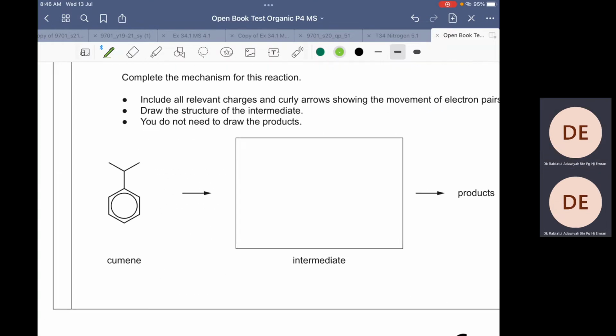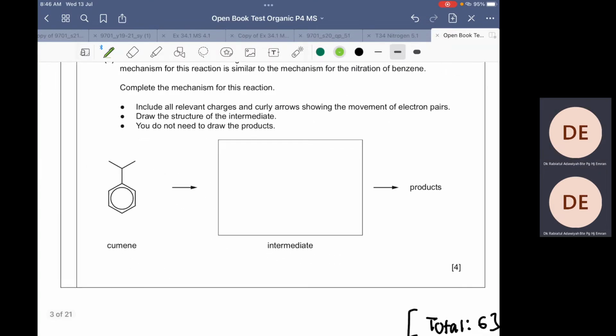Last one. 4 marks for the mechanism. I'll just go really quickly. It doesn't matter where your friends put their NO2. But the first mark is for writing down NO2 plus. If you see NO2 plus anywhere on your friend's paper, then that's correct. The second mark is for an arrow coming from the ring to the nitrogen. That's your second mark for your friend.